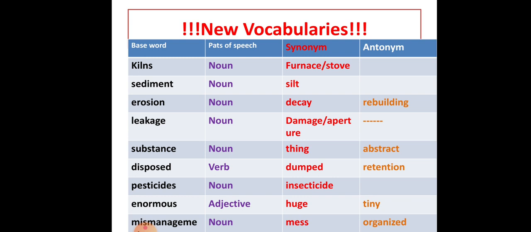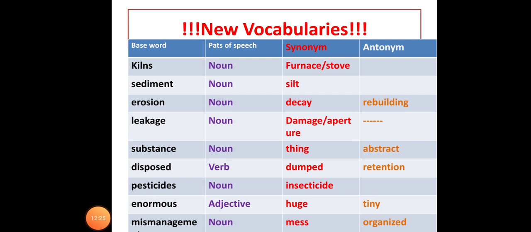Pesticide, yes, it is a word that is used in soil, and overuse of these pesticides. You know this word, this pesticide is very much used in producing crops. It is used in the land. So excessive use of this pesticide makes the soil what? Yes, makes the soil polluted. And enormous, it's huge, it means a huge use or overuse of pesticides. The word used here is enormous, and its antonym is tiny.